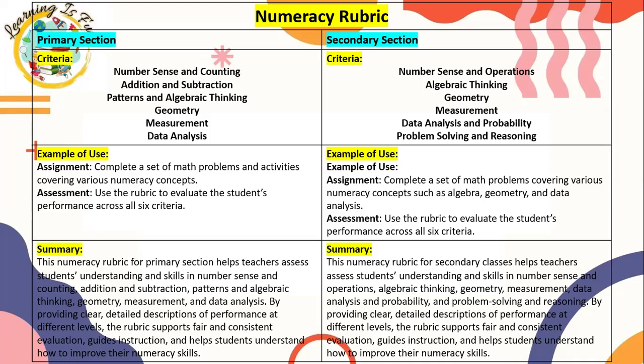But if you are going topic to topic or project to project, then the criteria will be different for those projects. Then you are going to design a different rubric according to the objectives you have for your children. Same goes for the secondary section. All the things are same, but problem solving and reasoning will come in that. Data analysis and probability will also come in that. Number sense of operations will come in that.